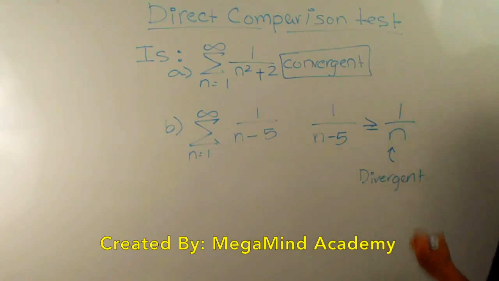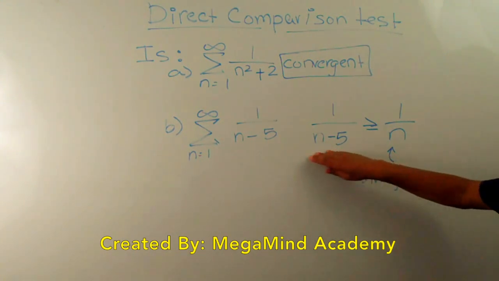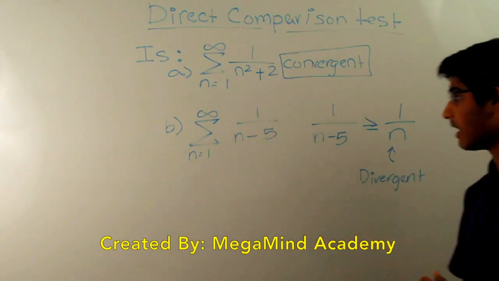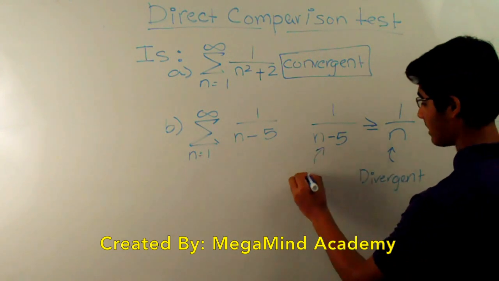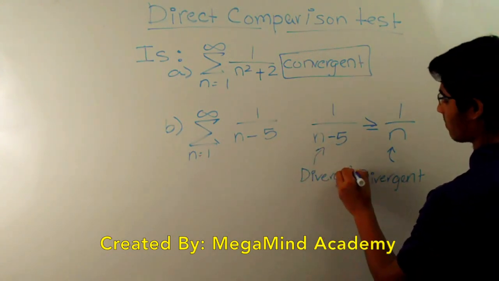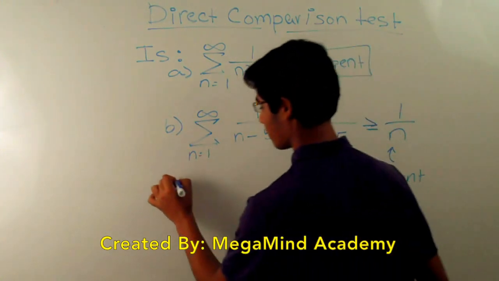So because the harmonic series is positive, it's monotonically decreasing, and it's divergent, and because it's less than this function that we're looking at from n equals 1 to infinity, then according to the direct comparison test, this function must also be divergent. So the answer to problem B is divergent.